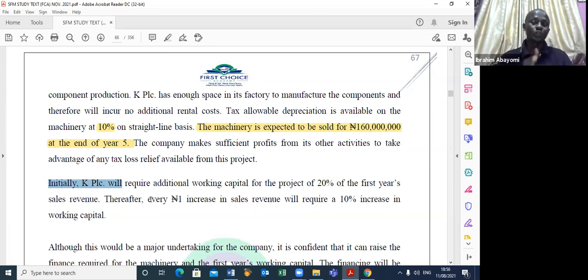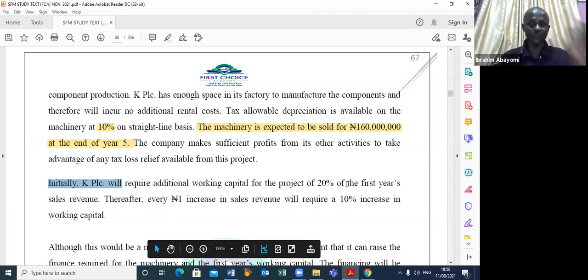Because you are using incremental revenue, the working capital that will come out is incremental, because at all times, you need incremental working capital. So the moment you base the computation of your working capital on incremental revenue, the working capital is already incremental. So let's go and compute it. First year is 20% of revenue, and subsequent year is what? 10% of increase in sales revenue.